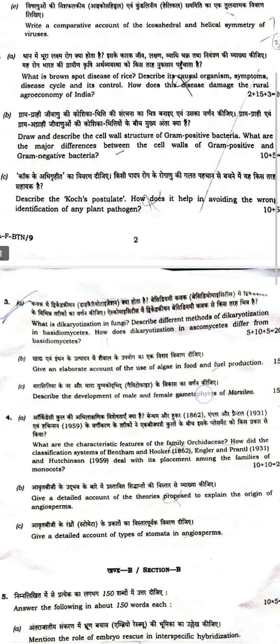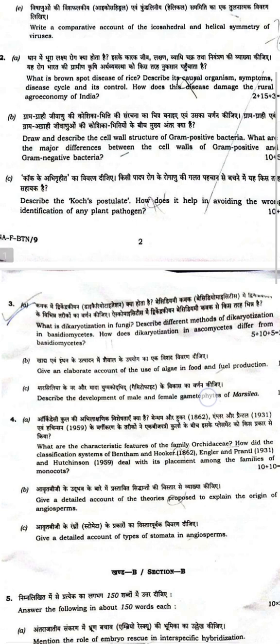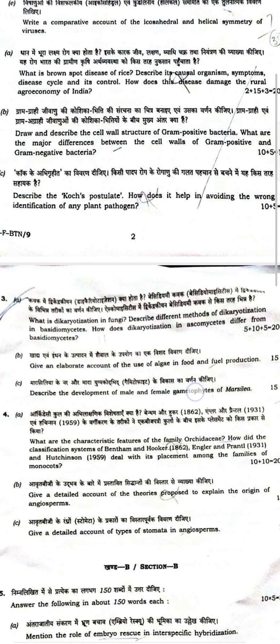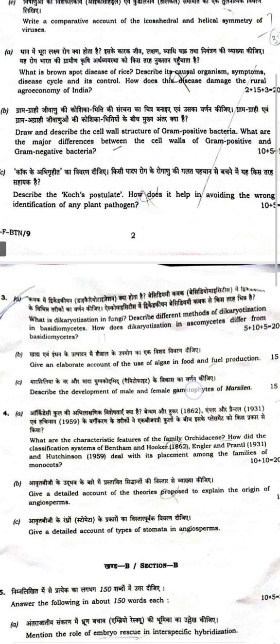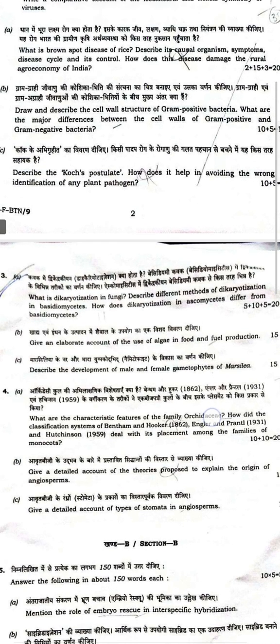The question number 3 is, what is dikaryotization in fungi? Describe different methods of dikaryotization in Basidiomycetes. How does dikaryotization in Ascomycetes differ from Basidiomycetes?